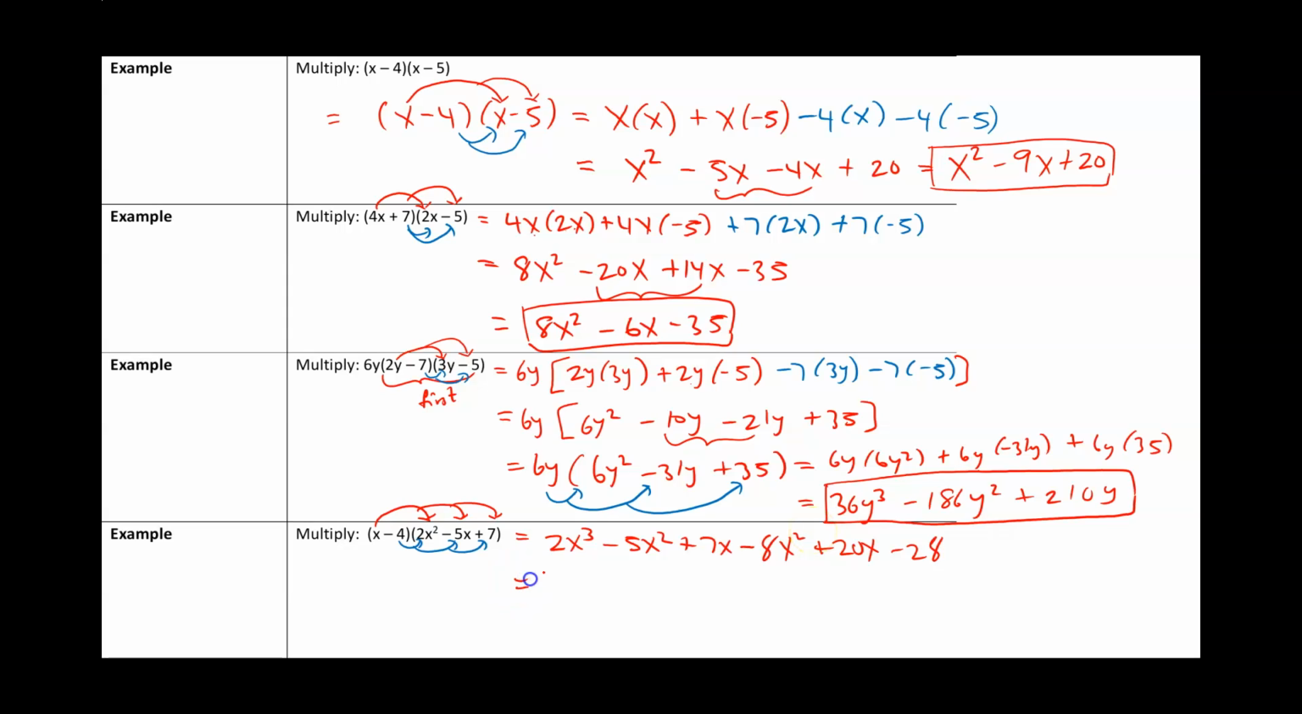Now let's combine our like terms. So 2x cubed, that is my only x cubed. I have a negative 5x squared, and I have a negative 8x squared. That is a negative 13x squared. I have a 7x and a 20x, that is a 27x. And then finally I have a negative 28. And I don't see any other like terms, so that is going to be my final answer.